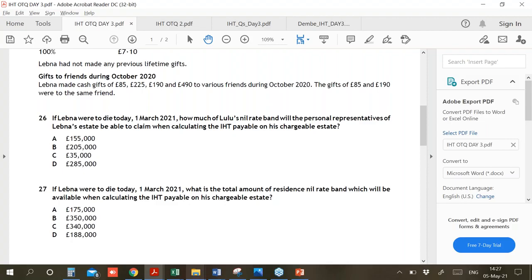But you tell me, if there is a person whose spouse has died before 2017 or he or she dies after 2017 and they have a residence in their estate as well and they satisfy other conditions, their representative will be able to claim the RNRB of the second death that has happened after 2017. But will they be able to claim the RNRB of the death that has happened before 2017? Answer me yes or no.